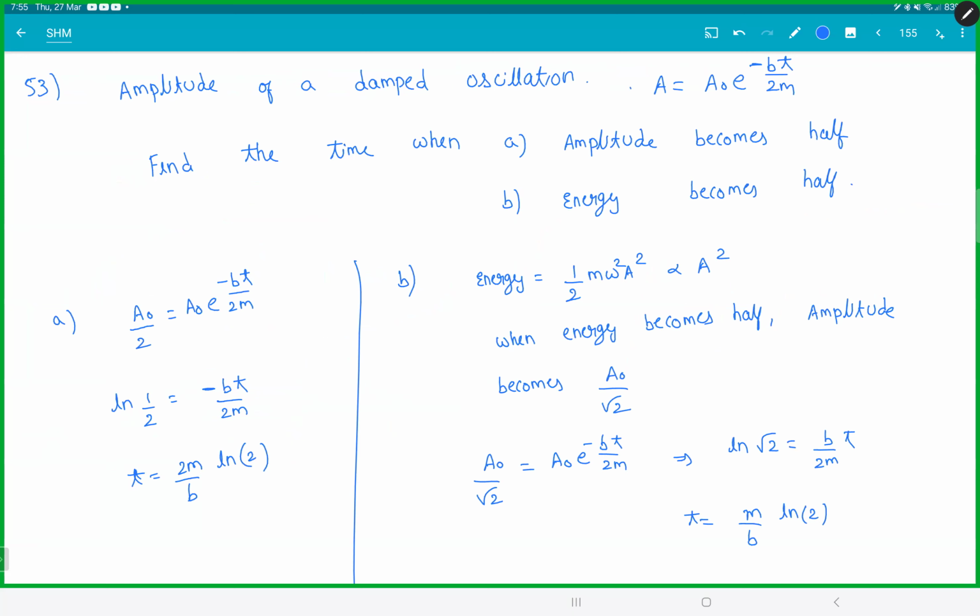Is this clear, everyone? So with that, we are done with the chapter SHM. So next class, when we catch up on Tuesday, we'll start off with electrostatics.